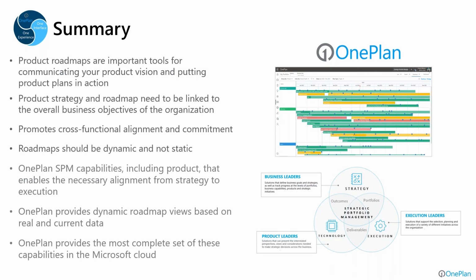OnePlan provides strategic portfolio management capabilities that align with other things and associate to things like product and strategy and tie them to the execution so that we have a cohesive plan that factors in all those dimensions. OnePlan provides a capability to do dynamic roadmap views based on real and current data. Paul showed you one aspect of that, but they can be sliced by product, by goal, by customer, by persona. All those things that we talked about are ways that we can shift and look at that roadmap view.